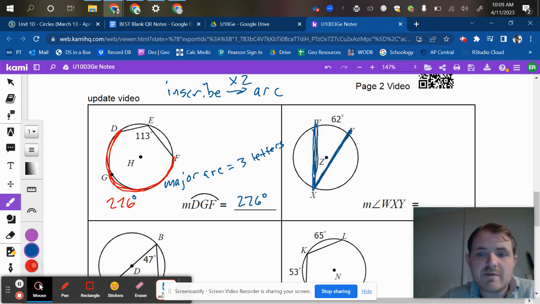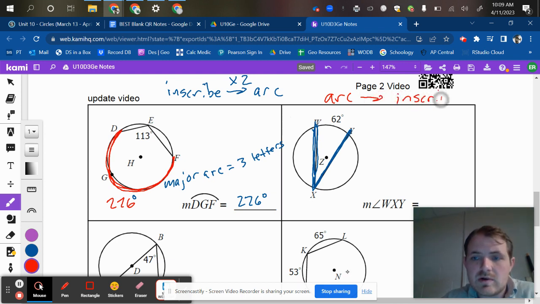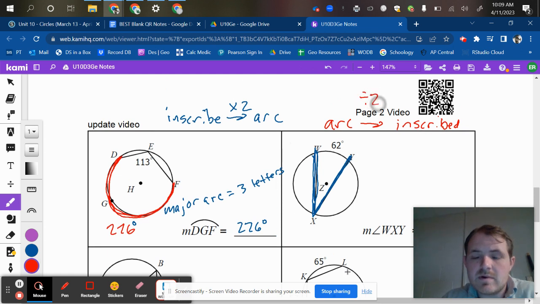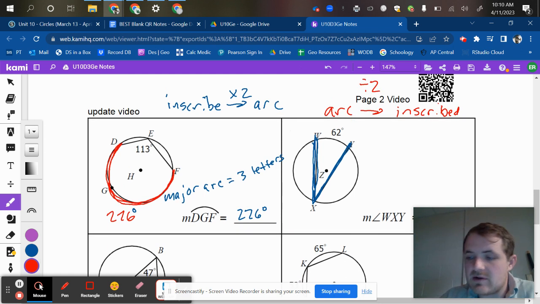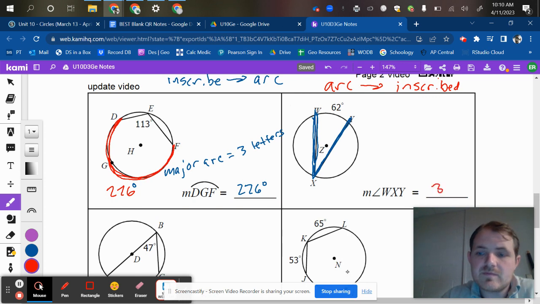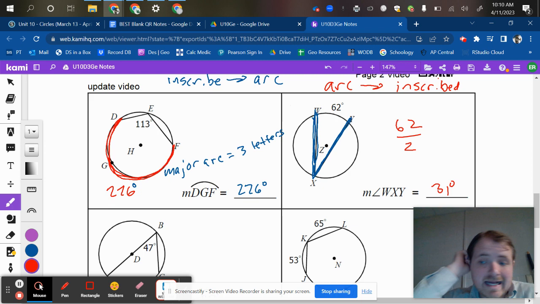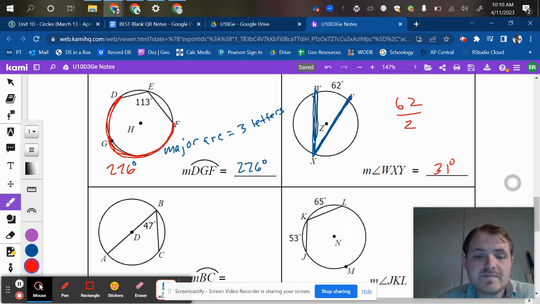So this time we're going from the arc to the inscribed angle, so we have to divide by 2. Okay, so that becomes an angle of 31 degrees. 62 divided by 2. And again, that's not a major arc or anything. That's still a minor arc because it's arc WY right there. But we're just looking for the specific inscribed angle there, cutting the 62 in half to get 31 degrees.